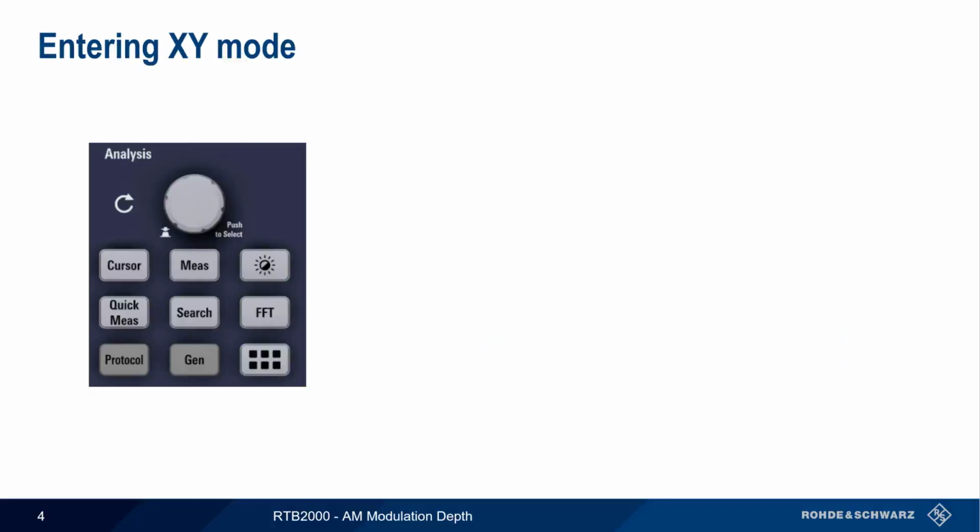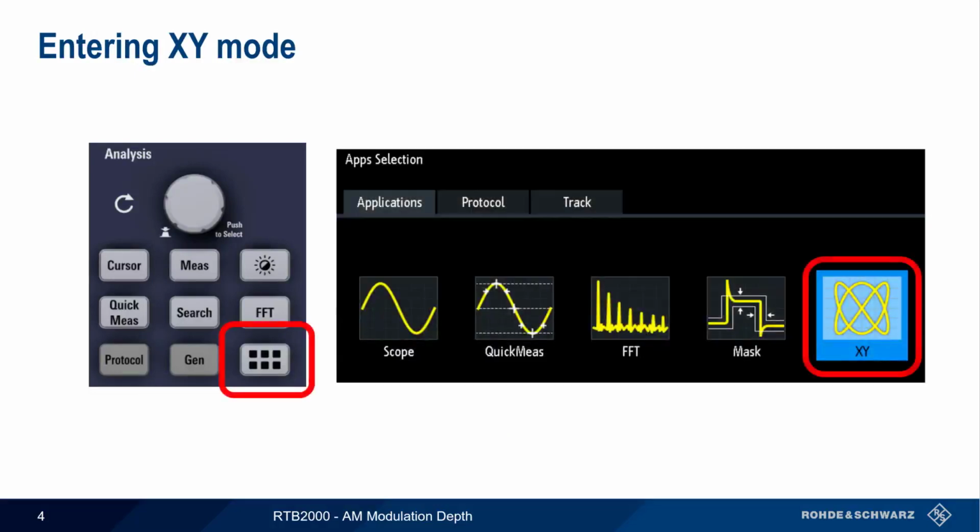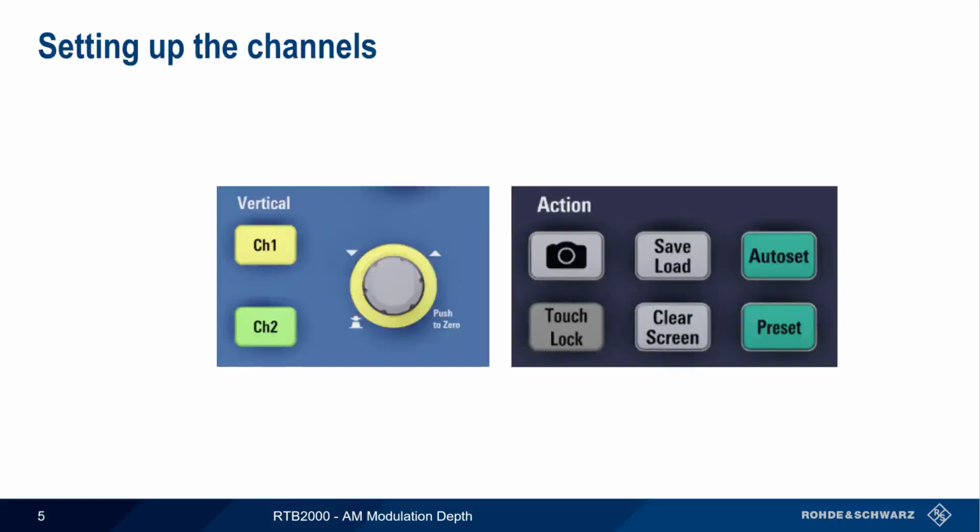To enter XY mode on the RTB2000, press the Applications button and then select XY from the list of available applications. Next, be sure that both channel 1 and channel 2 are enabled. You can configure each channel manually, but in most cases you can simply press Auto Set to configure them both automatically.